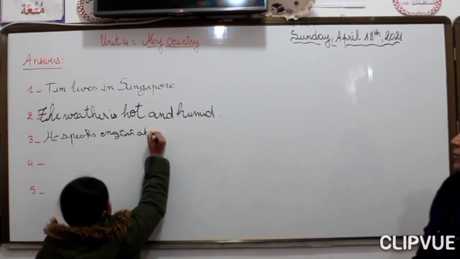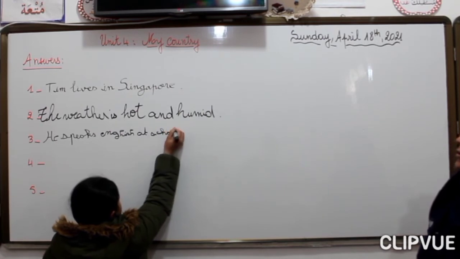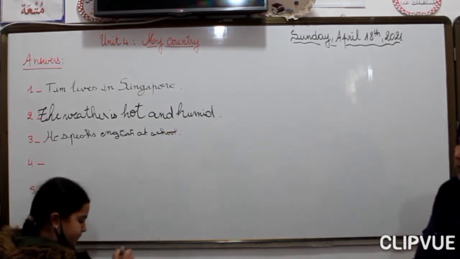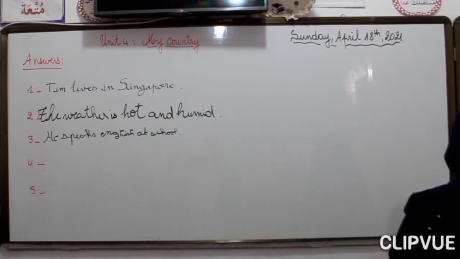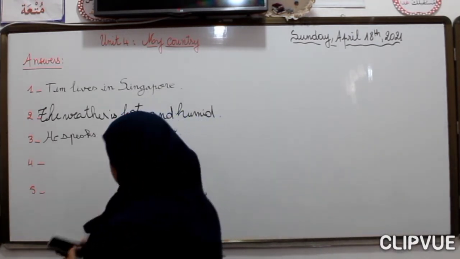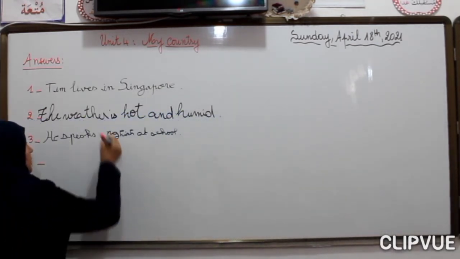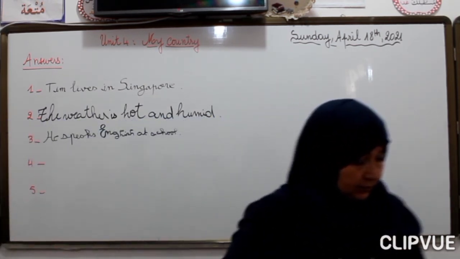Number 4 now. Okay. He speaks English at school. Good. Okay. The 4th one. What's your favorite food? Zakaria, Isaiah. He doesn't say like with a capital letter. What? English capital letter. No. It's a language.